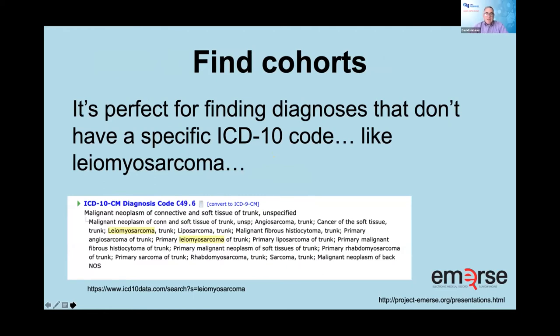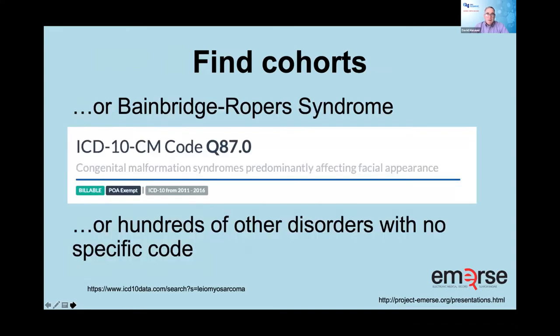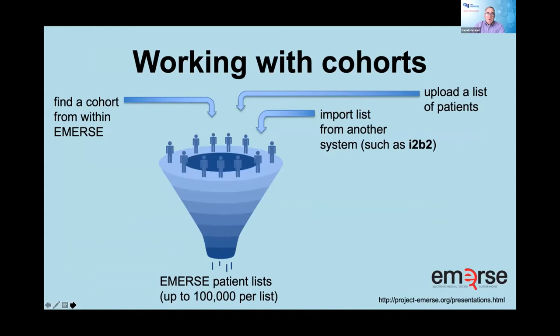things that don't have a specific ICD-10 code, like leiomyosarcoma, or some really rare things like Bainbridge-Ropers syndrome, or hundreds of other disorders that don't have a specific code. There's a lot of disorders right now that with ICD-10 are kind of grouped under a single code. And if you really want to narrow it down to the specific disorder, you actually have to look through the text to get that.